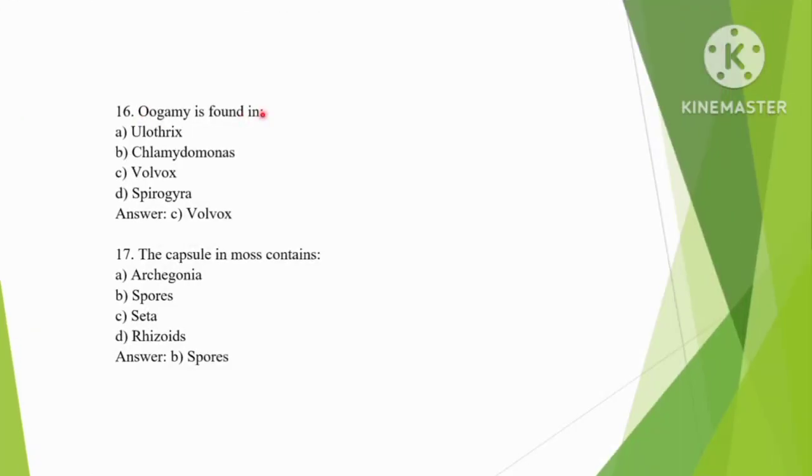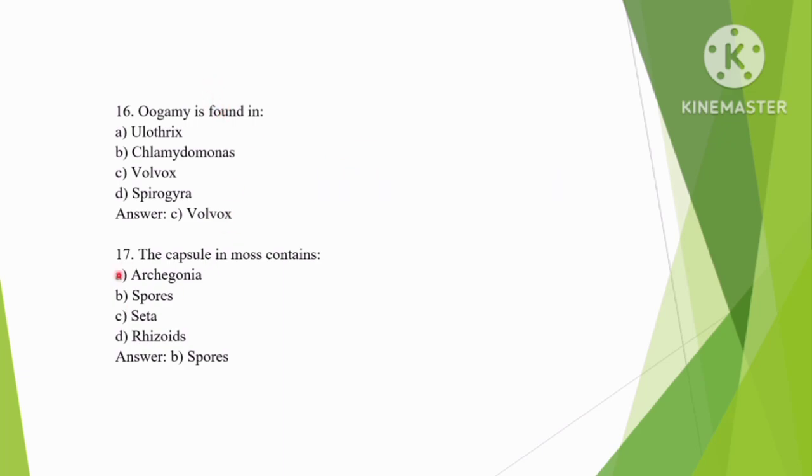Oogamy is found in. This is also another important question which comes up in the competitive examinations multiple times in different forms maybe. So here the right answer will be option C, Volvox. So Volvox shows oogamous reproduction where female gametes are large and non-motile while male gametes are small and motile.